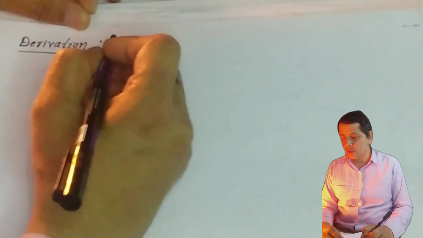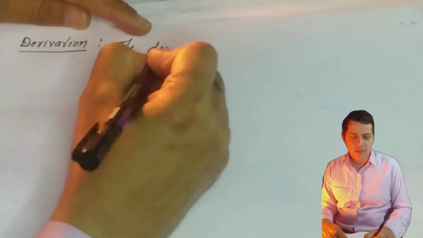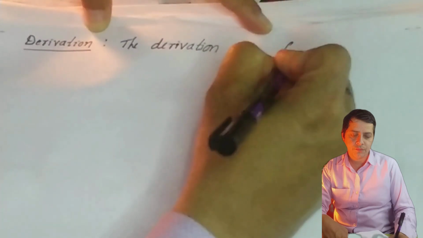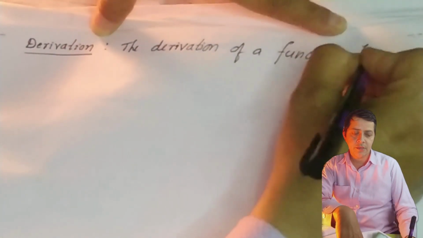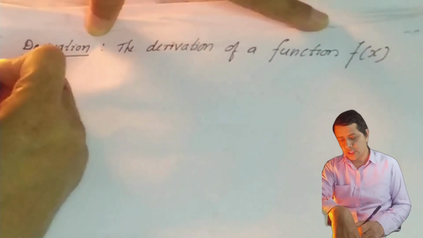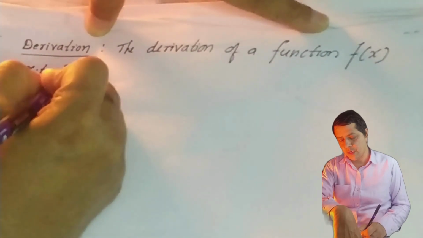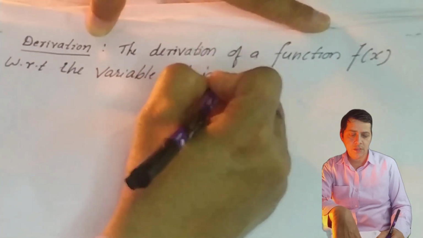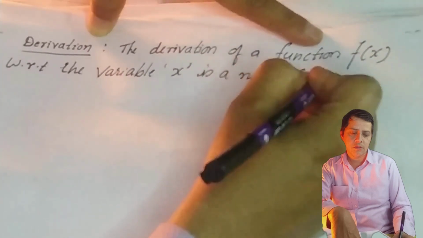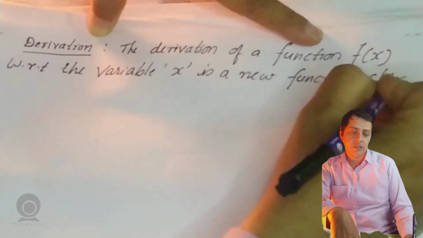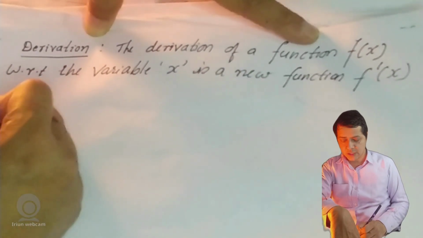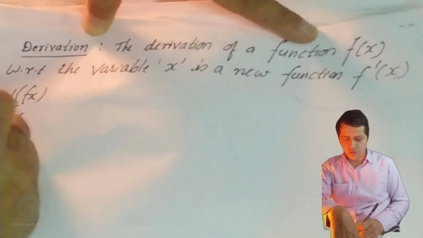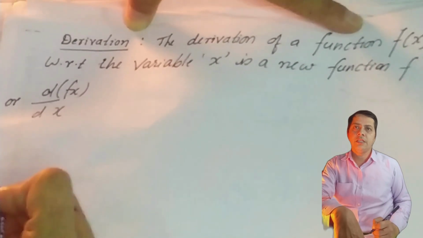Here we know that the derivative of a function f(x) with respect to the variable x is a new function f prime x, which can also be written as d by dx of f(x), or d f(x) by dx.